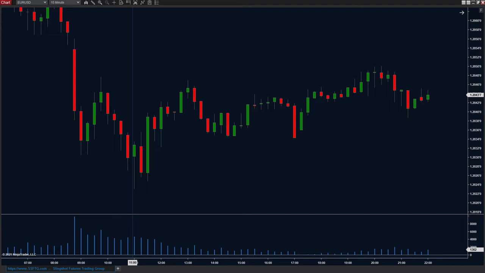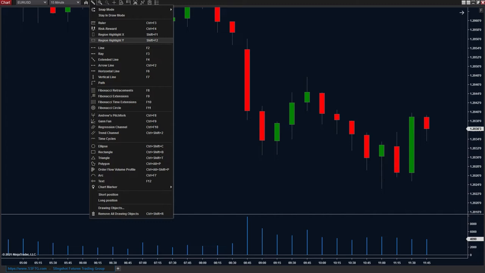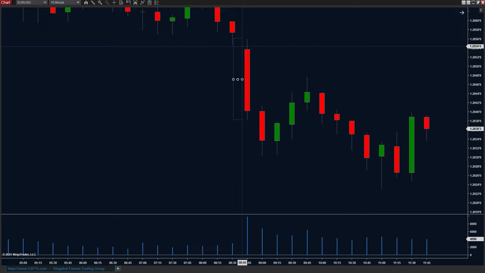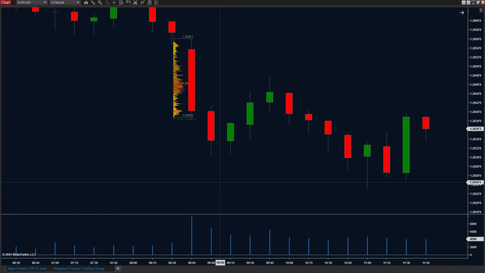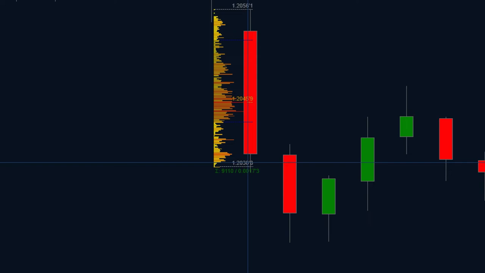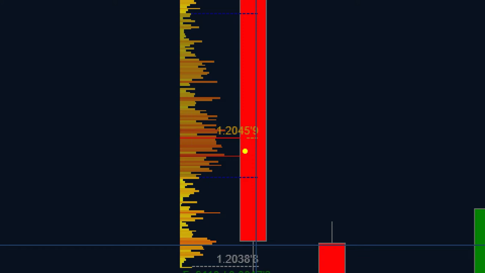Then we can use the order flow volume profile tool right here, and we're going to narrow in on just that candle and see where all of that volume took place. If we make this a little easier to see, we can see that the majority of the volume took place in a couple different places, actually. It was a nice little bell curve there, but we've got the big chunk of volume there. And it looks like there was another one here, maybe another smaller one here.